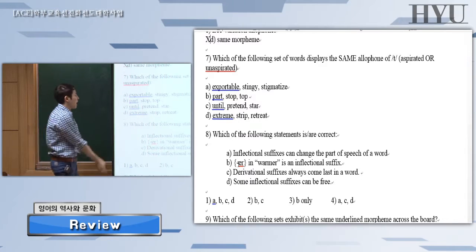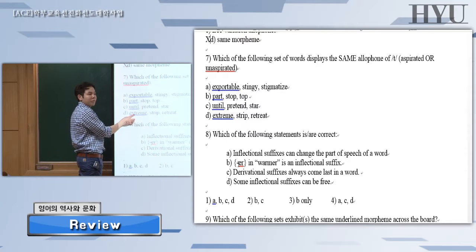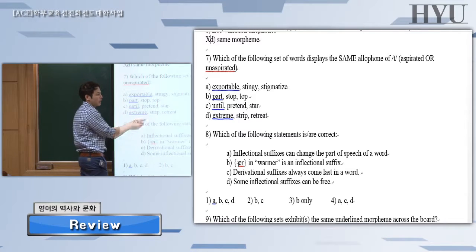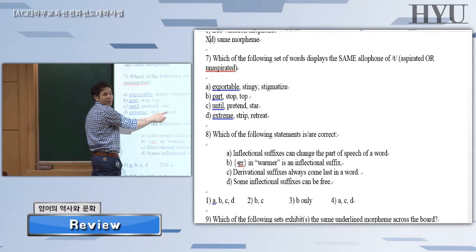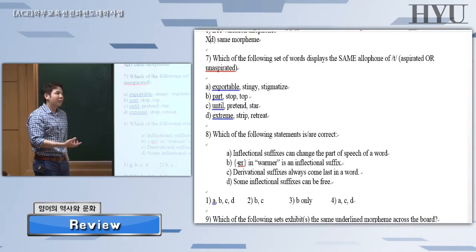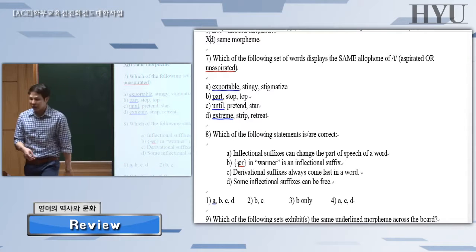Number D, extreme. This is after an S sound. X is KS, right? So extreme is unaspirated. Strip, unaspirated. And retreat, aspirated because it's in a stressed syllable. So A is correct.